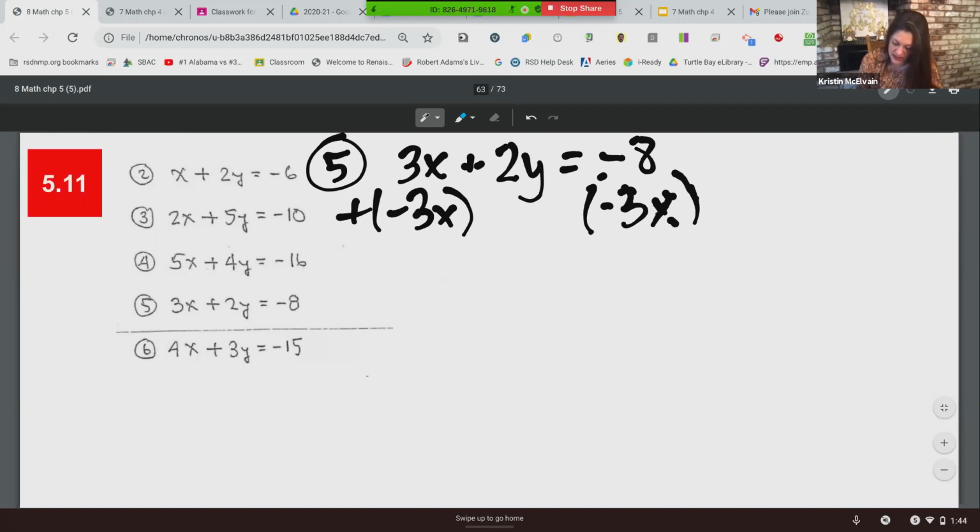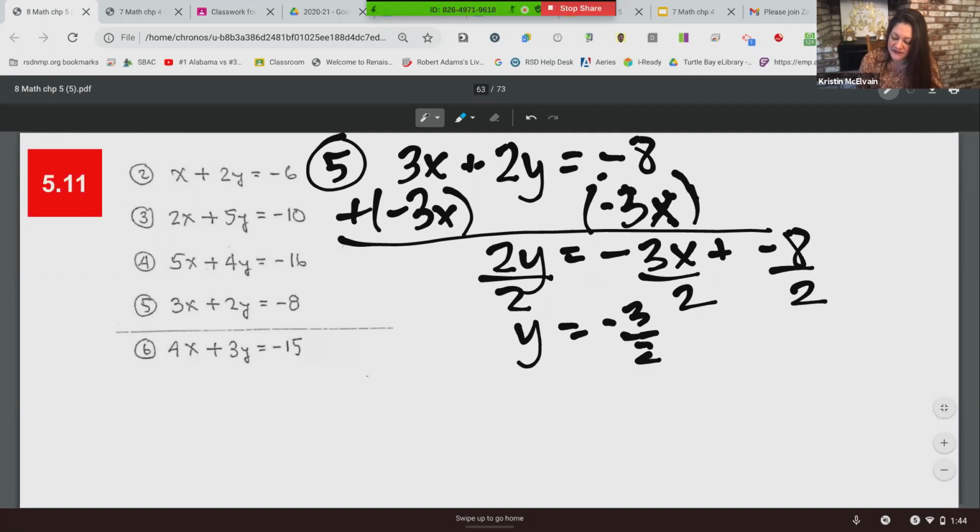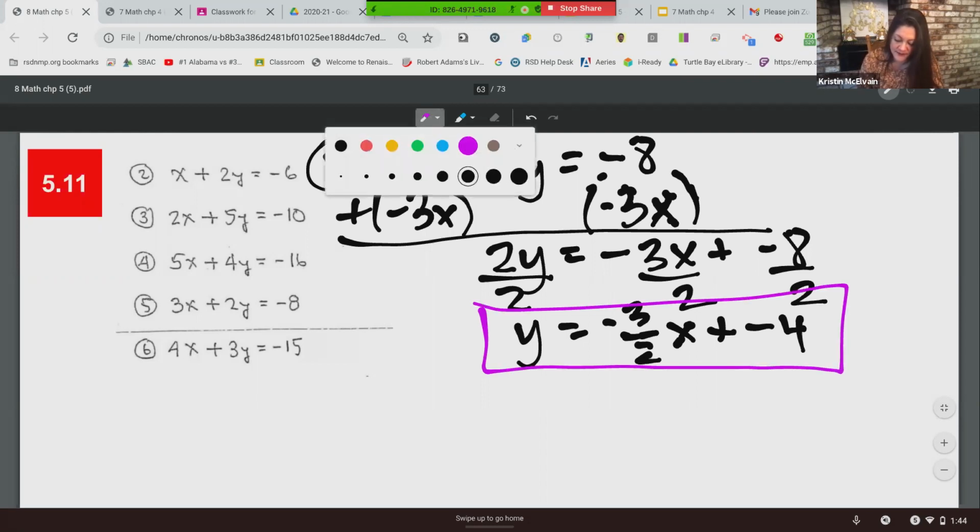So glitchy. There we go. All right. 2y equals -3x plus -8. Divide everything by 2 to get y by itself. Y equals -3 halves x plus -4. All right, so that is our slope-intercept. Put a box around it.